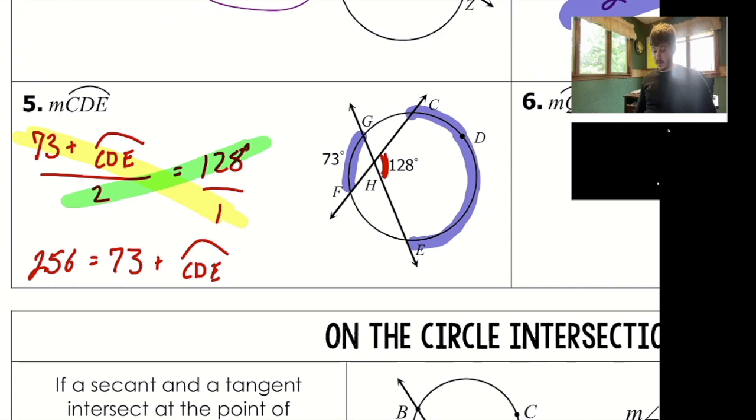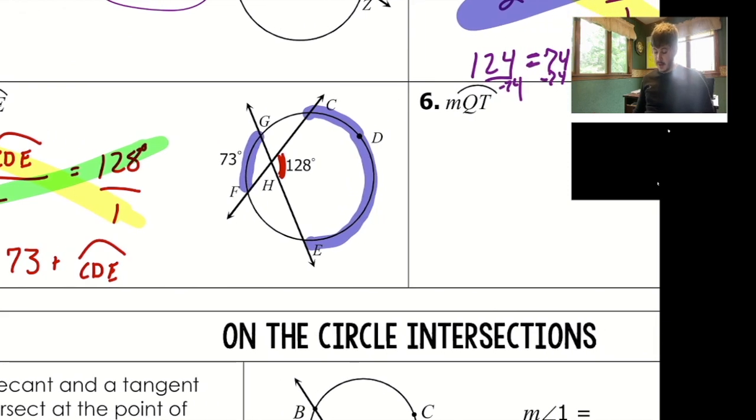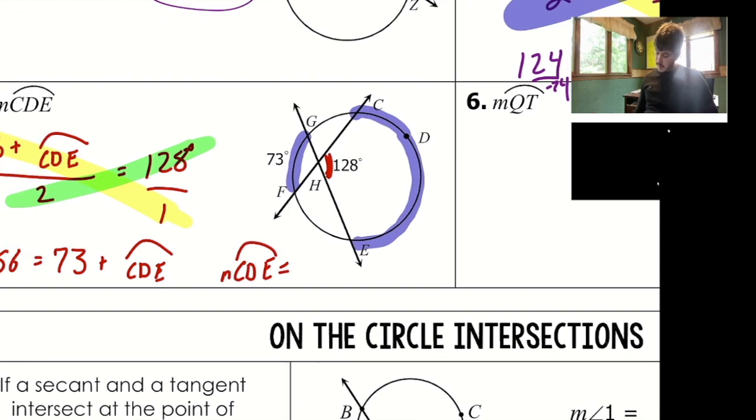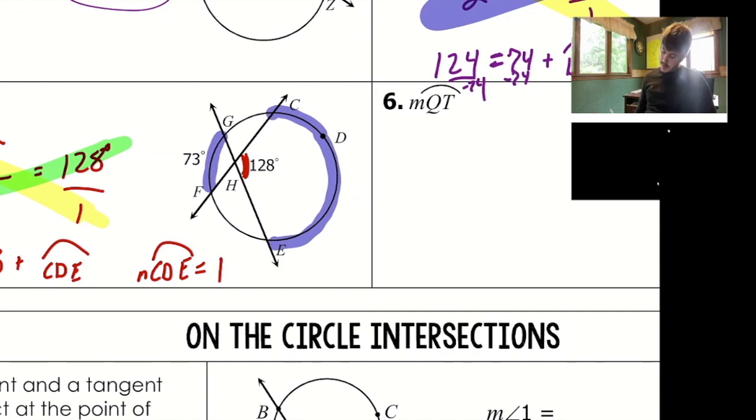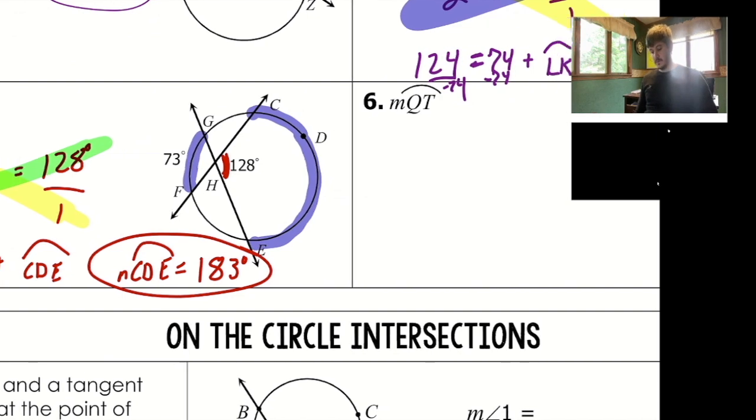And then we just got one last step. Subtract 73 from both sides. And kind of as predicted, we actually do get a number greater than 180. Not much greater, but we do get that the measure of arc CDE, when you subtract 73, we get 183. Which makes sense.